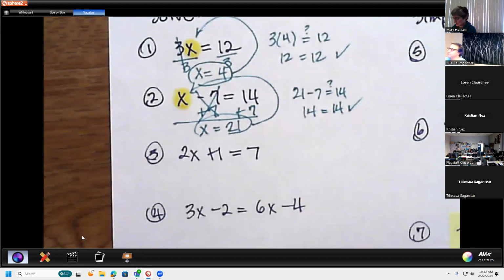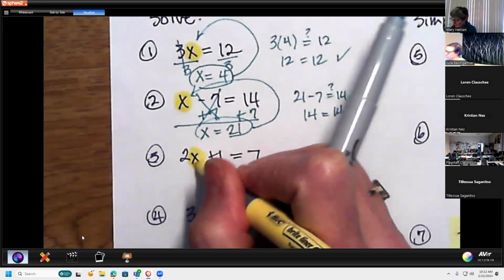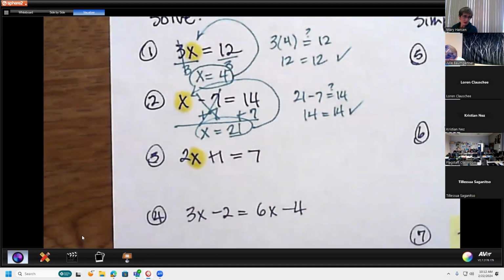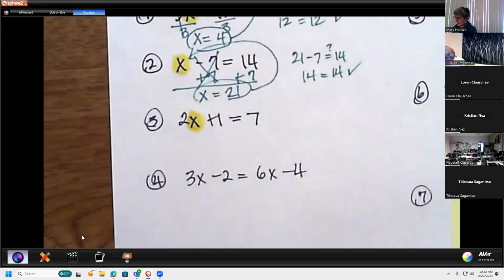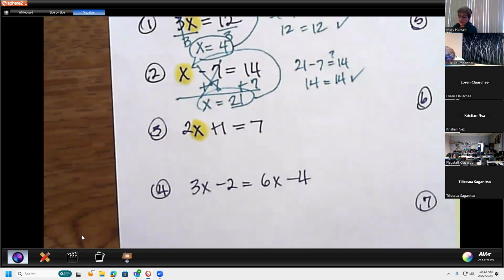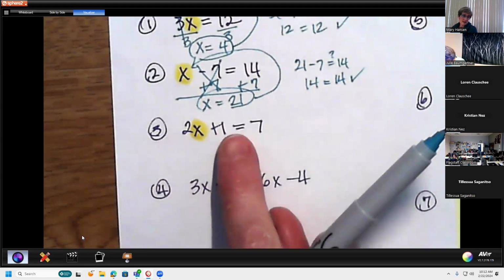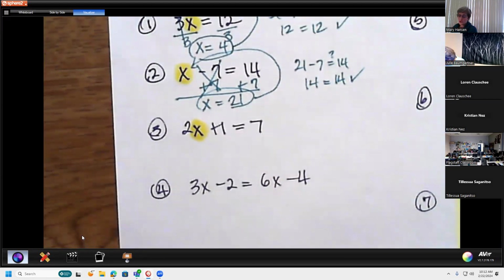Number 3 is what we tend to call a two-step equation. I apologize for my penmanship. That says 2x plus 1 equals 7. And so we need to get rid of the 2 and we need to get rid of the 1. What should we do first?